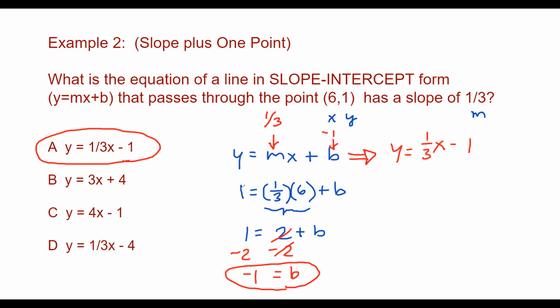Let's look for the silly answers. We knew right up front that our slope was 1/3. We know that the slope lives right before the x in this form of the line. This is not a slope of 1/3. It's a slope of 3. This is a slope of 4. Only answers A and D have the correct slope.